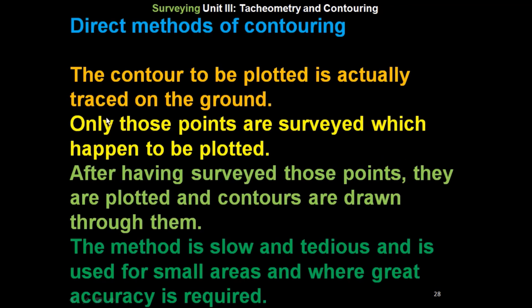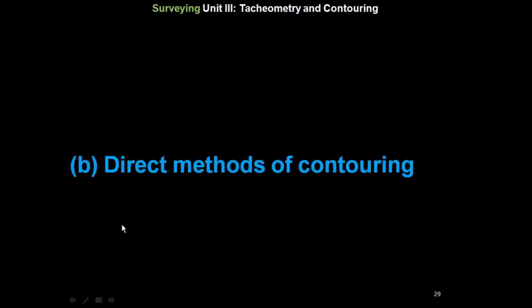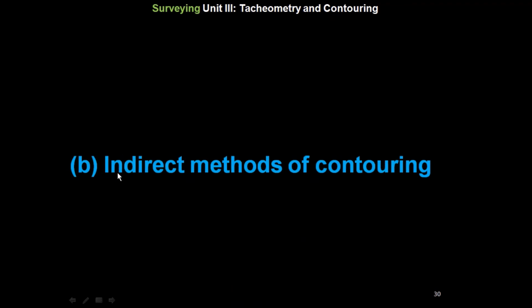The contour to be plotted is actually traced on the ground. Only those points are surveyed which happen to be plotted. After having surveyed those points, they are plotted and contours are drawn through them. The method is slow and tedious and is used for small areas and where great accuracy is required. So we have seen the direct methods of contouring. Now we will see the indirect methods of contouring.